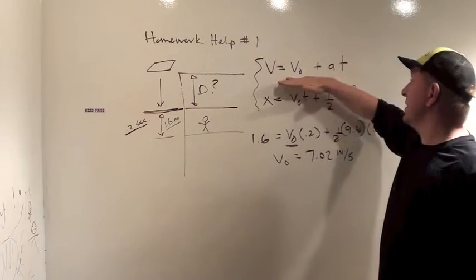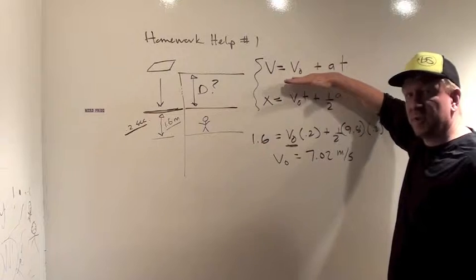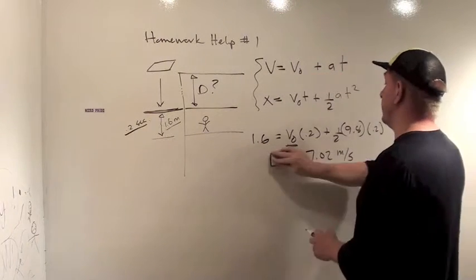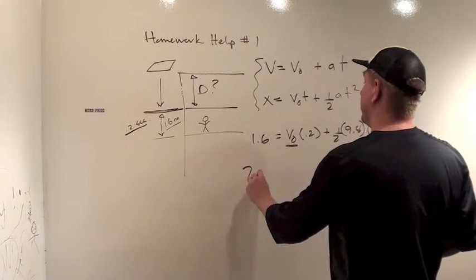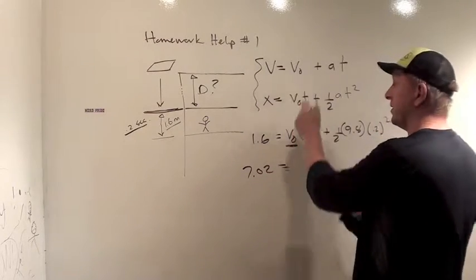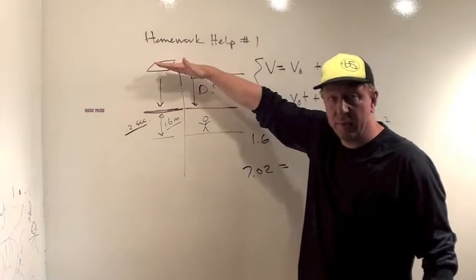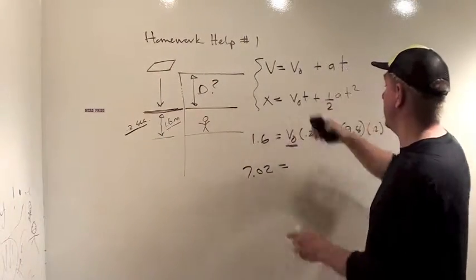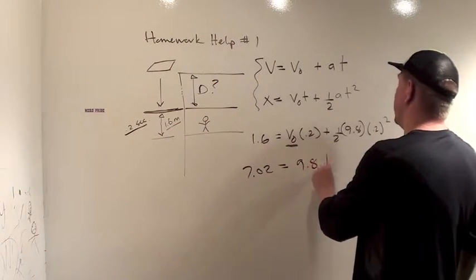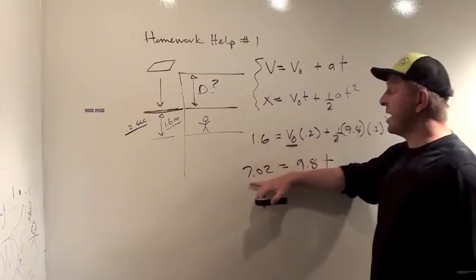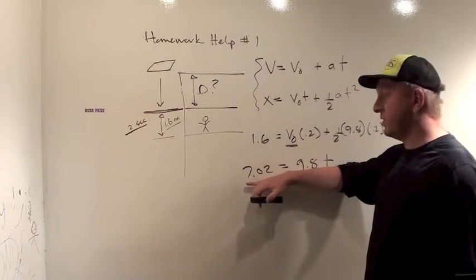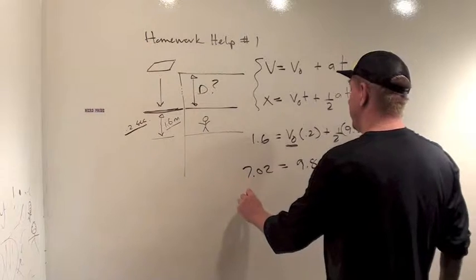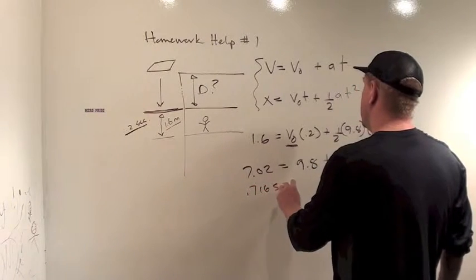So the first question we're going to ask is, how long does it take to reach 7 meters a second? Well, our velocity, 7.02, equals the initial velocity from when it was dropped, which is 0. When you just let go of it, it's not going any speed at all. So 9.8 times time. So in effect, we're dividing by 10, so we expect it to be about 0.7 seconds, and when you do the math, it's 0.716 seconds equals time.